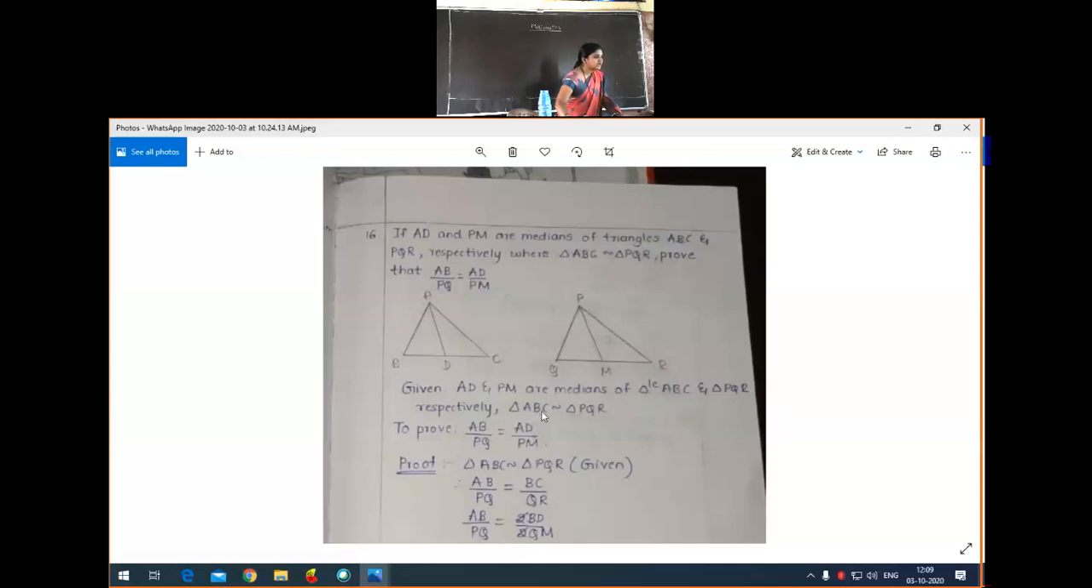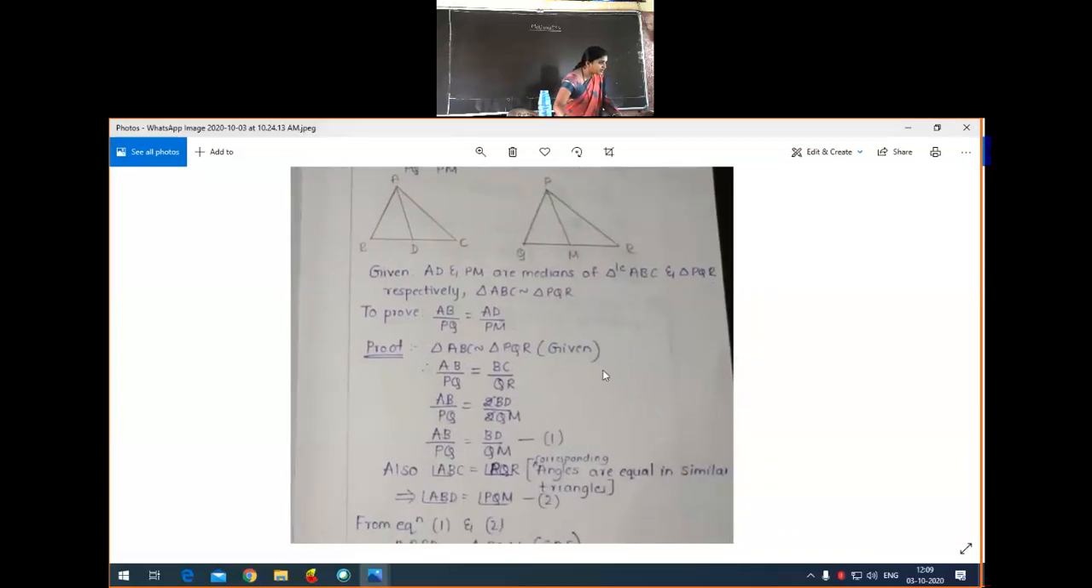So, triangle ABC is similar to triangle PQR. It is actually given data. Now using this we have to prove that AB by PQ is equal to AD by PM. So for that, what do we have to do? We will start the problem with the given data, that is triangle ABC similar to triangle PQR. Now you got the idea of the question, no?